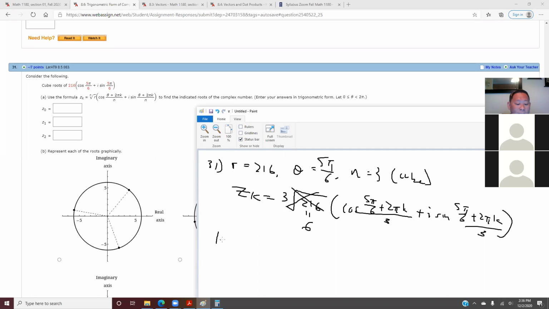So now you have to substitute when k is 0. So you will get your answer as z0. 6 cosine of 5 pi over 6 plus 0 because k is 0, over 3. So when you have over 6 and over 3, you can multiply these to become 18.